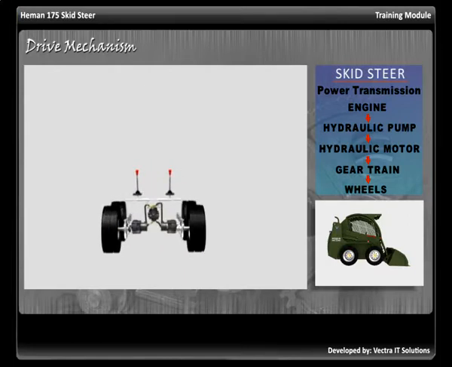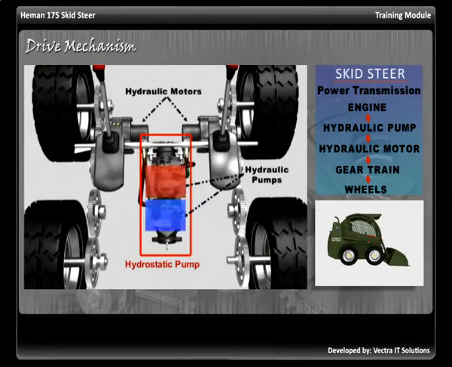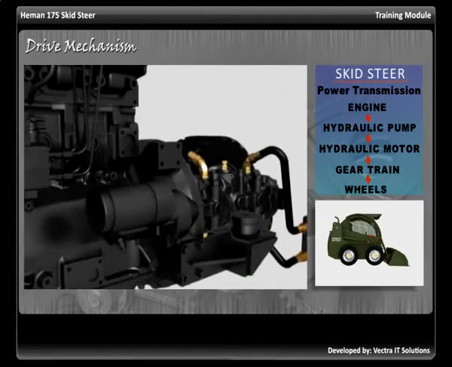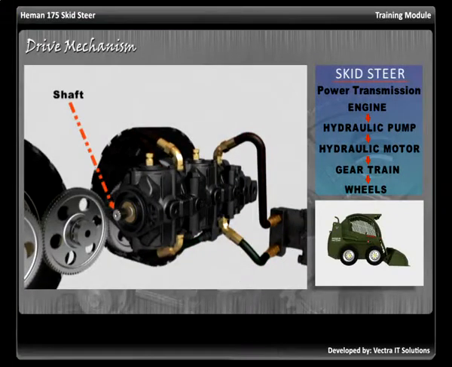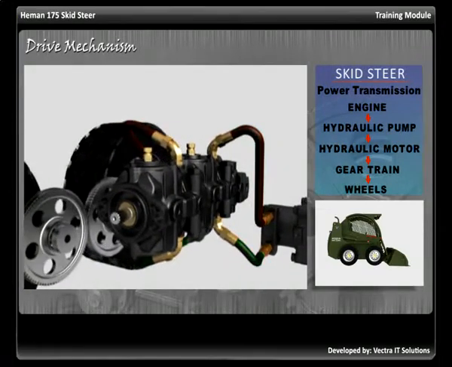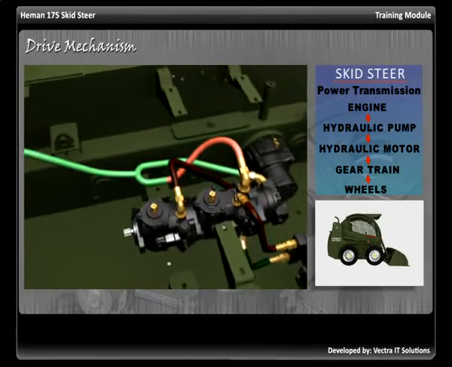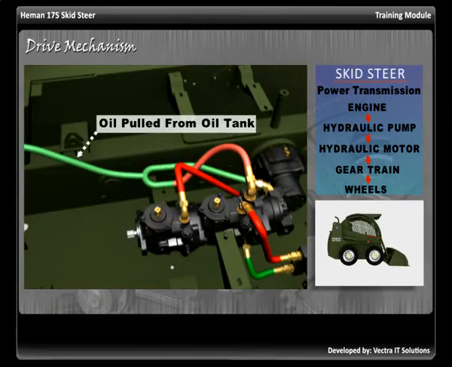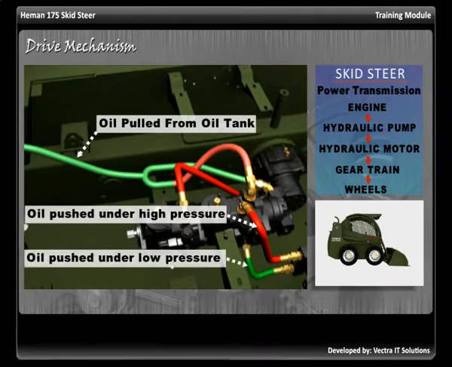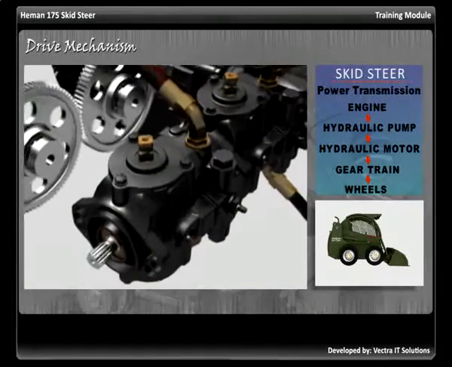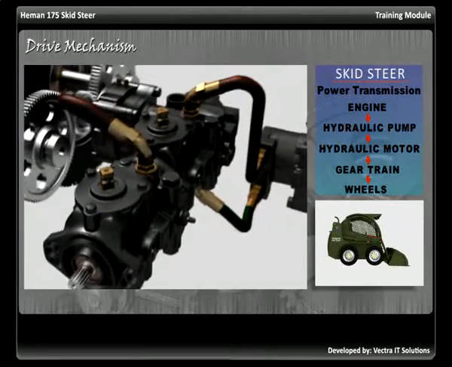Wheels are driven by hydraulic motors, which are individually powered by 2 separate hydraulic pumps. The hydraulic pump is driven by the engine. The power of the engine drives the shaft of the hydrostatic pump. This creates suction in the pump and forces it to pull oil from the hydraulic oil tank. The pump then pushes the oil under high pressure towards the hydraulic motors.